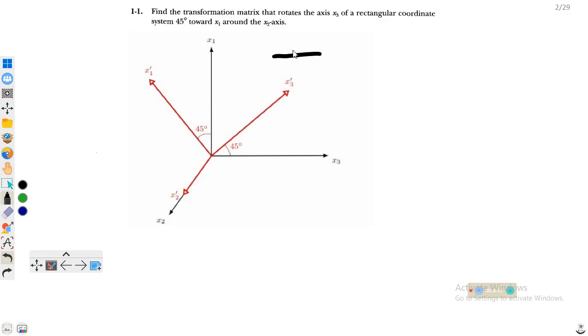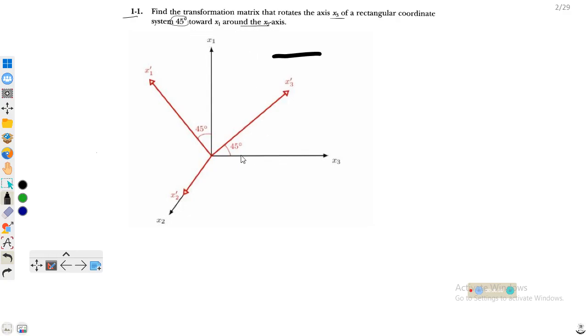In this lecture, I will discuss problem number one from the Marion book. The question statement is: find the transformation matrix that rotates the x3 axis of a rectangular coordinate system 45 degrees toward x1 around the x2 axis.